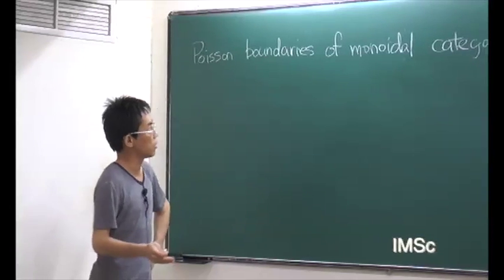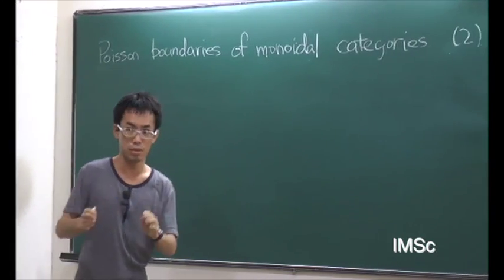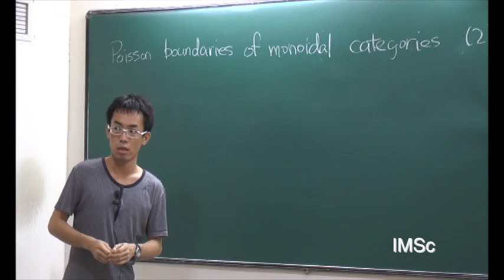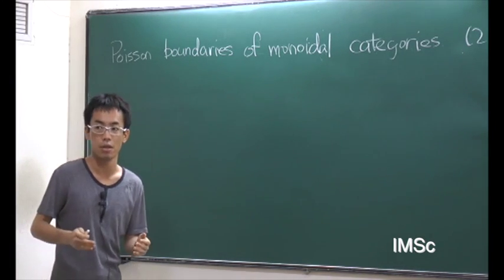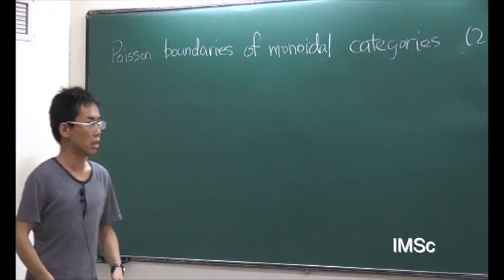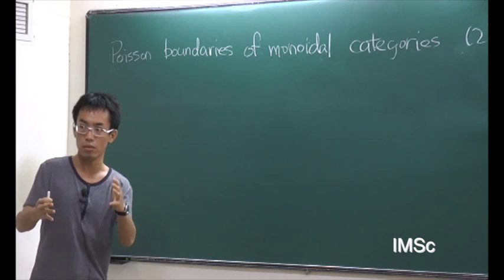We can talk about this Poisson boundary of monoidal categories. Last time I did the more historical background and the overall motivation, motivation from subfactor theory and quantum groups. But I didn't really define anything, so that's what I want to do today: give definitions of these ingredients.